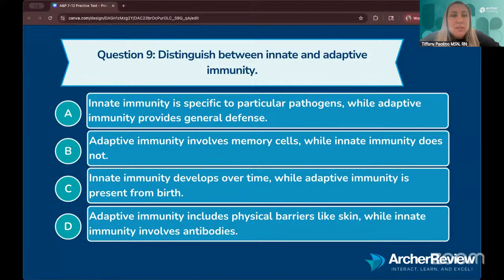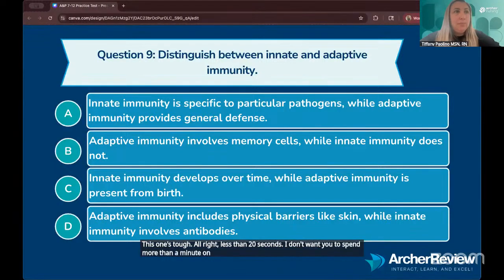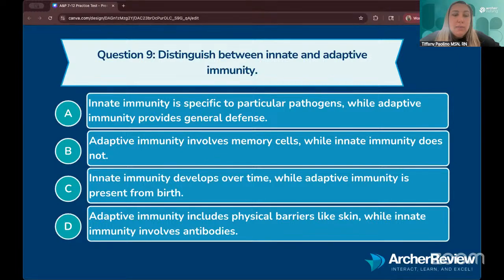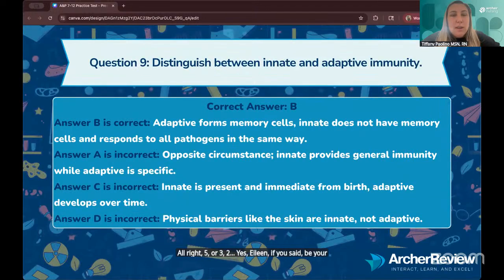This one's tough. All right, less than 20 seconds. I don't want you to spend more than a minute on these, to help you get ready for your TEAS or HESI exam. All right, five, four, three, two. Yes, Eileen, if you said B, you are absolutely correct.